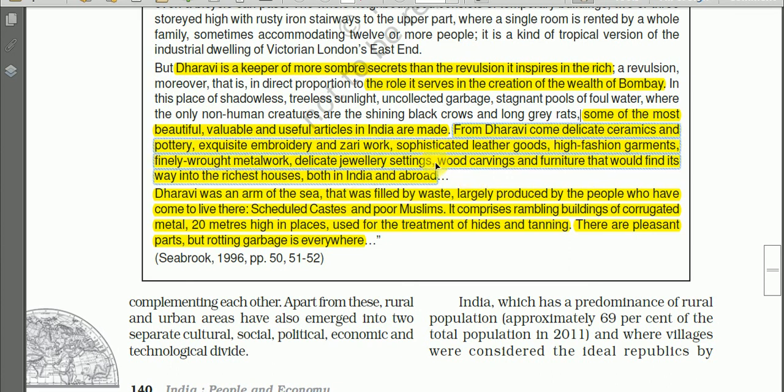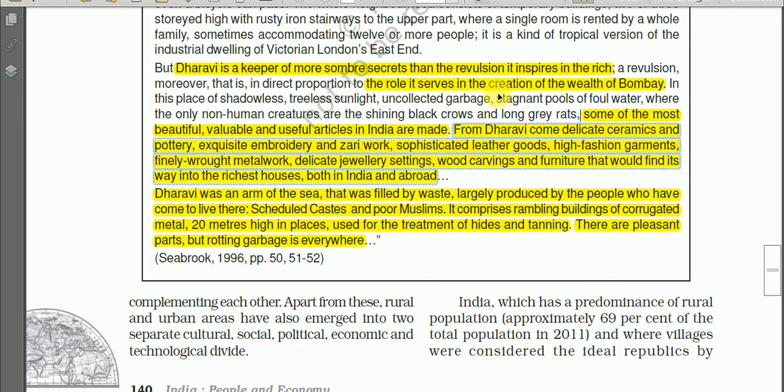Then sophisticated leather goods, high fashion garments, finely wrought metal work, delicate jewelry settings, then wood carvings and furniture that would find their way into the richest houses both in India and abroad. See, from this slum area, from this biggest slum of India and Asia, come the finest materials: delicate ceramics and pottery, exquisite embroidery and jari work, sophisticated leather goods, high fashion garments, finely wrought metal work, delicate jewelry settings, wood carving, furniture. These are made in Dharavi, and they are sold to the richest houses in Maharashtra, in Mumbai and in different parts of the country. So it tells the importance of Dharavi, the role of Dharavi in creating the wealth of Bombay.